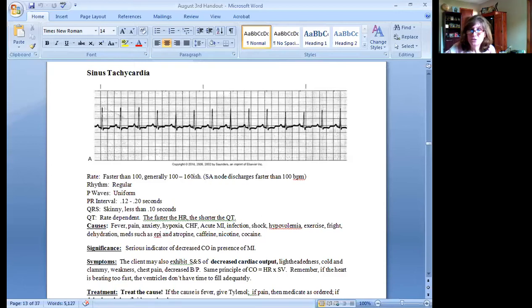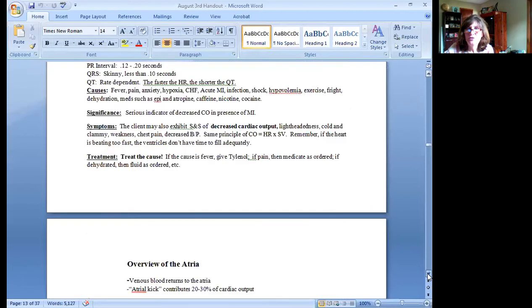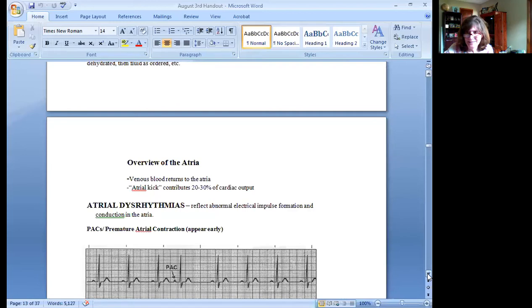All right, so sinus tach. In the event that they get a little lightheaded, cold and clammy, weak, chest pain, we need to intervene. We need to slow it down. Treat the cause. Tylenol for the fever, acetaminophen. If they're dehydrated, they need fluid, pain med, anti-anxiety med. Cut out the caffeine. How many cups of coffee did you have today? 7. Switch to decaf. This is a problem.